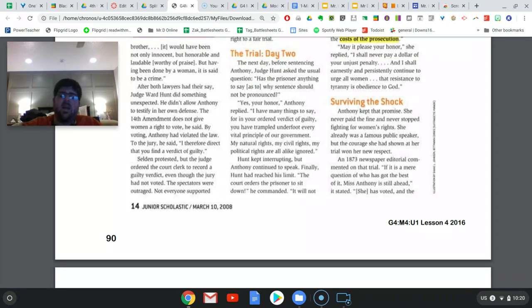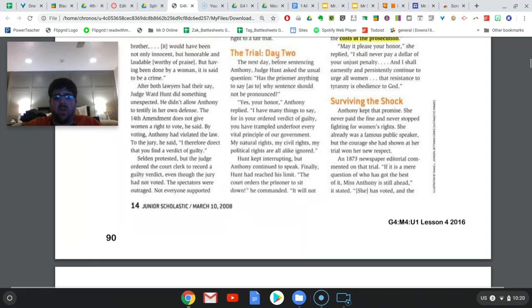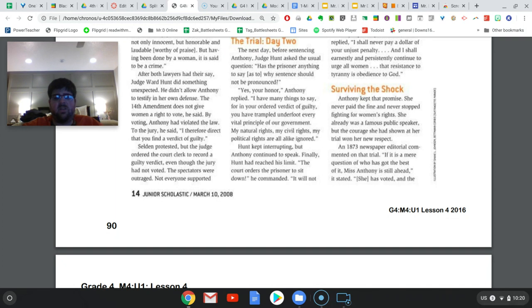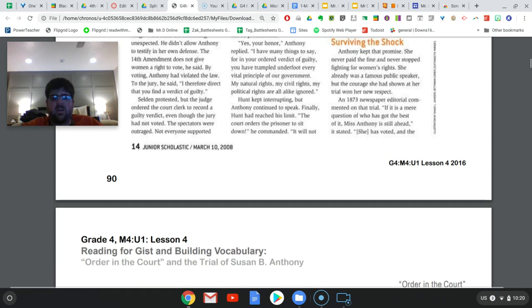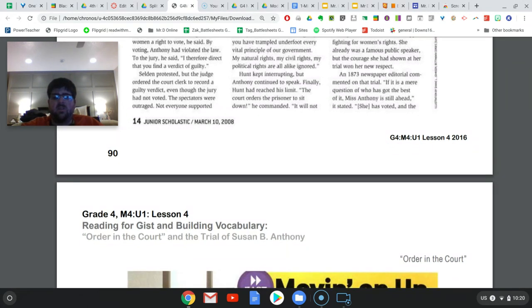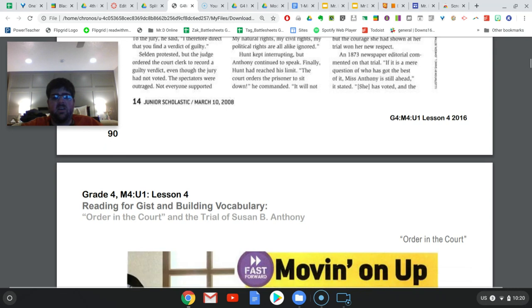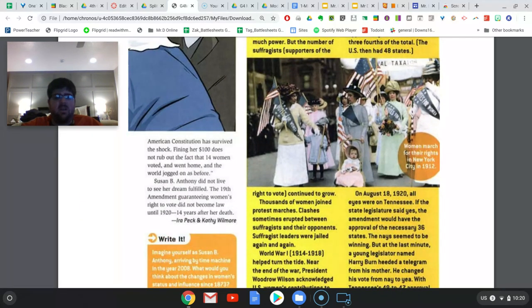Surviving the shock, Anthony kept that promise. She never paid the fine and never stopped fighting for women's rights. She was already a famous public speaker, but the courage she had shown at her trial won her new respect. An 1873 editorial commented on that trial. "If it is a mere question of who has got the best of it, Miss Anthony is still ahead," it stated. "She has voted. The American Constitution has survived the shock. Fining her $100 does not rub out the fact that 14 women voted and went home, and the world jogged on as before."